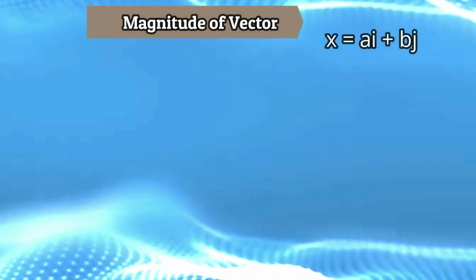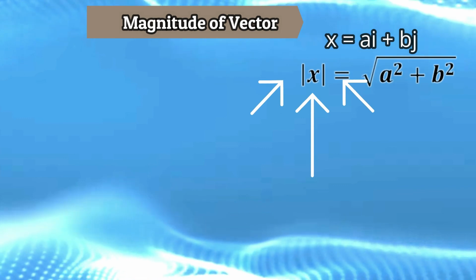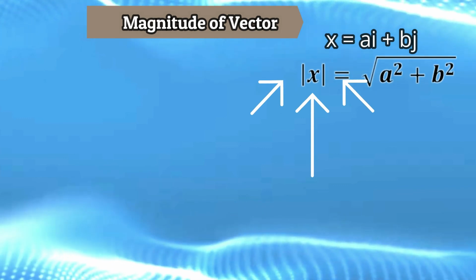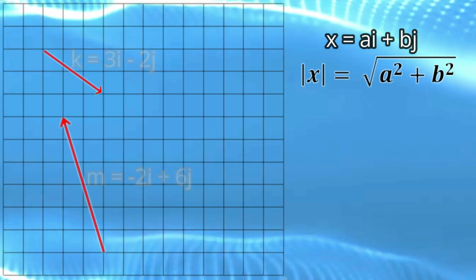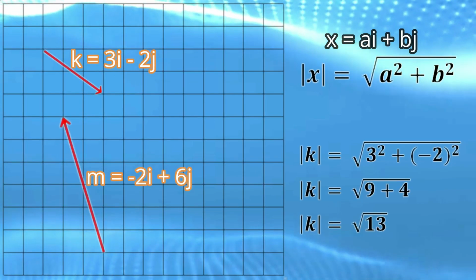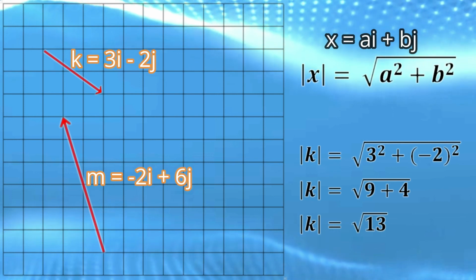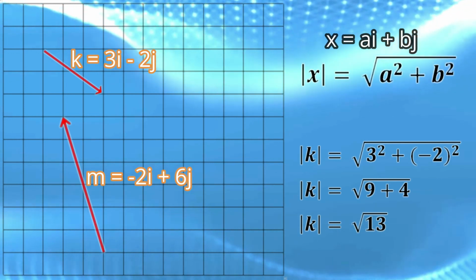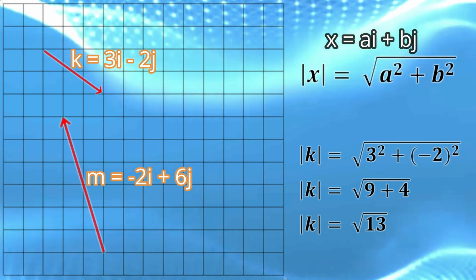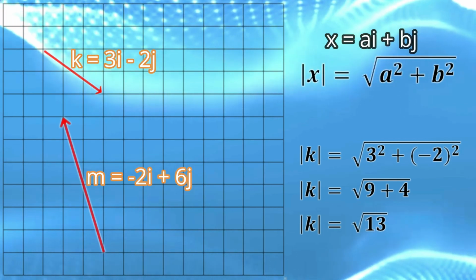How to find the length of vectors? The length of a vector is usually called magnitude. So let's say x is a vector ai plus bj. The magnitude of x, denoted like this, equals the square root of a squared plus b squared. Let's bring back vector k and vector m. The magnitude of vector k is the square root of 3 squared plus negative 2 squared, equal to the square root of 9 plus 4, which is the square root of 13.